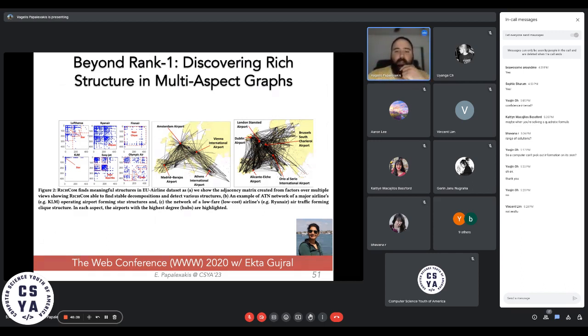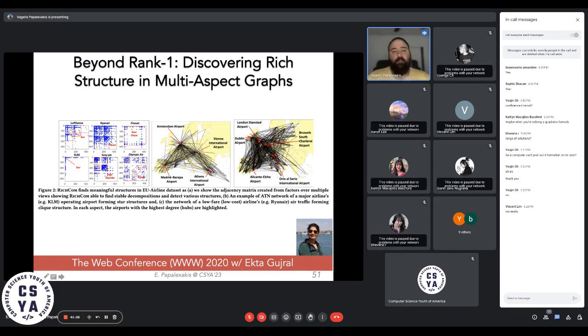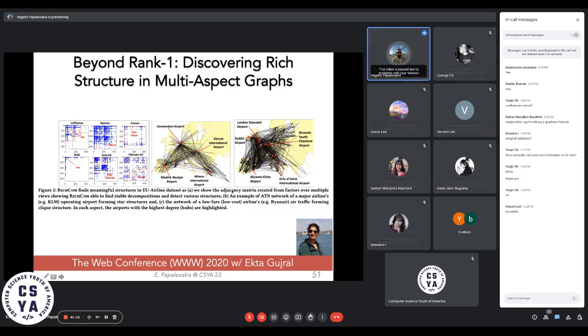Whereas low-cost airlines have this flying from everywhere to everywhere, right? They fly from smaller, cheaper airports, and they have what we call a clique structure, where it's more of everybody connected to everybody else, as opposed to here, where you have all those hubs and this star-like structure. So this is one interesting analysis; this was a public data set that allowed us to demonstrate the power of extracting this kind of information.